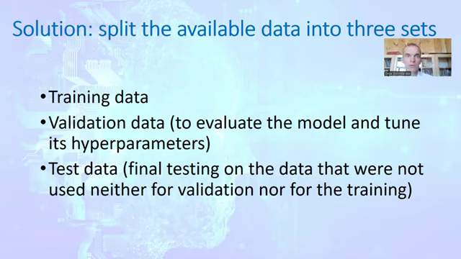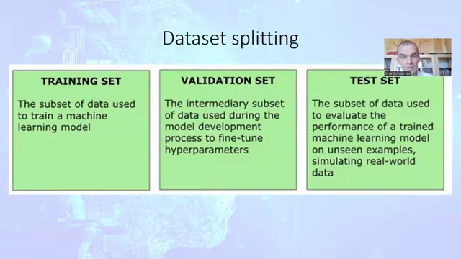The solution is to split the available data into three subsets: training data themselves, validation data to evaluate the model and tune its hyperparameters, and test data on which we perform final testing. These data shouldn't be used either for validation or for the training. So three subsets of data: training, validation, and test set.